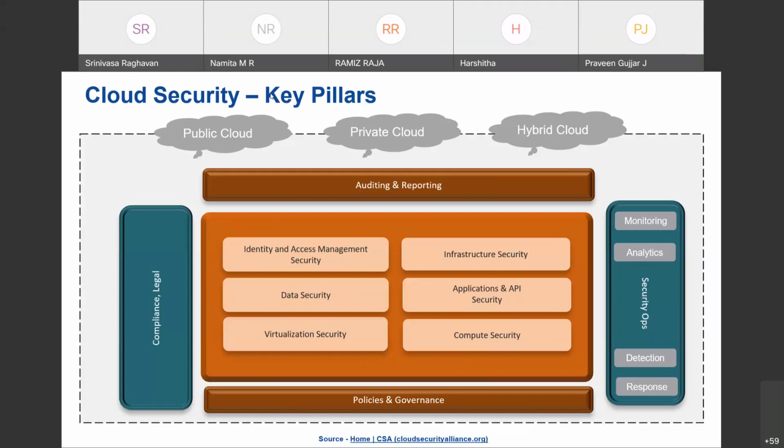Now this forms the core building blocks, and then you have the common functions, right? You have audit and reporting, and then policies and governance, compliance and legal, because regulatory compliance is very important. When you look at security, you have many standards: HIPAA standards, SOX compliance, PCI standard for the payment industry. Everything comes with a lot of standards, so you need to be compliant with that, right?